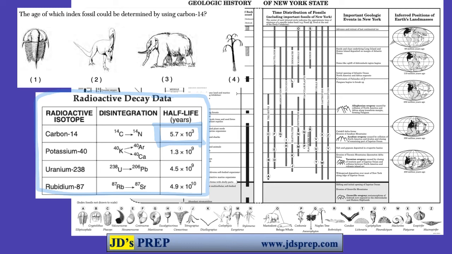Okay, so looking at our 4 options here, we need to highlight where they are in this time distribution of fossils here. All right, so we have them highlighted here. So the best option is going to be the most recent index fossil, which is definitely number 3 here.